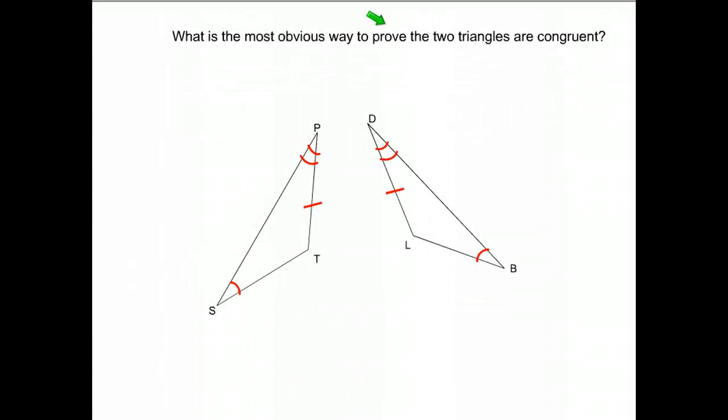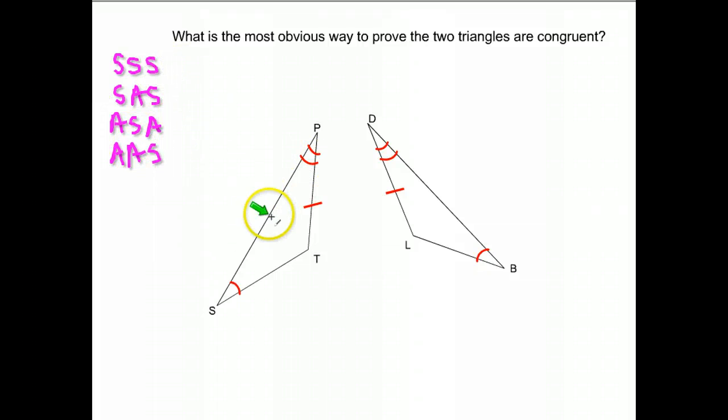Okay, what is the most obvious way to prove that these two triangles are congruent? So again, we have options now as we've gone through the lesson. We could use SSS as an option, SAS is an option, ASA is an option, and now AAS. So these are our two new properties, but these two we had before in our notes. Which of these is most obvious?